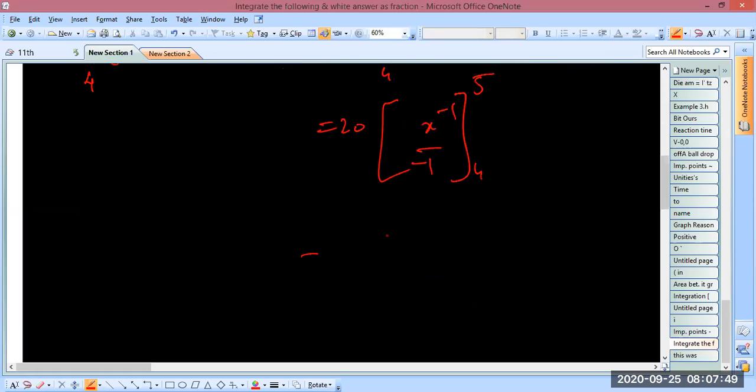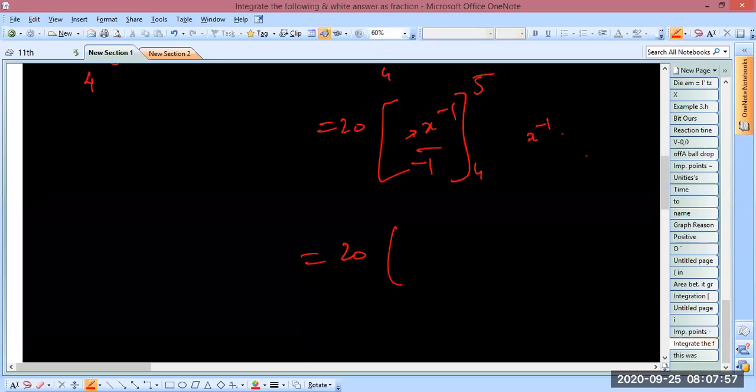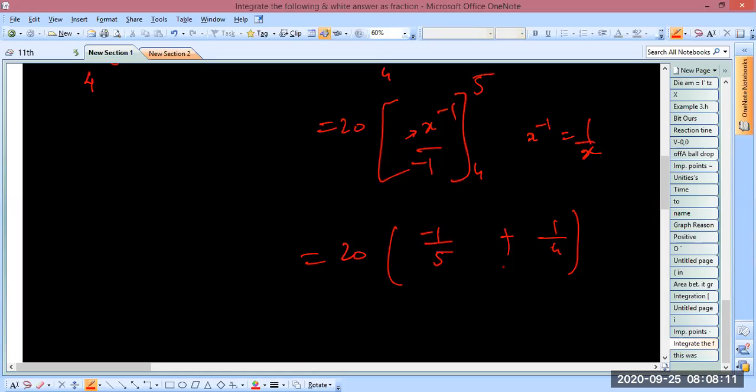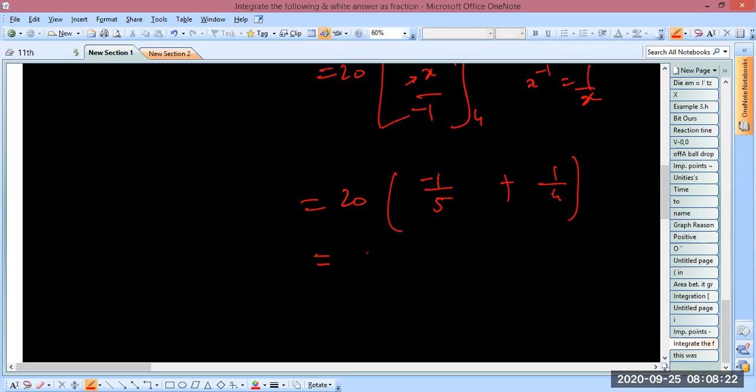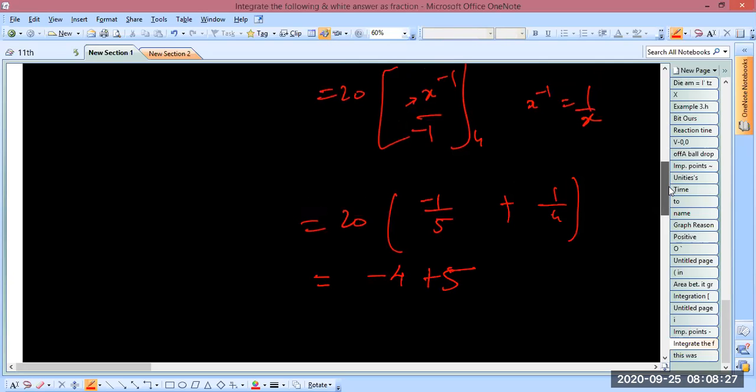Okay, so this will become 20. Now, you see, this is a minus sign, right? But what I could do is I could write x raised to minus 1. I'm sure all of you understand this. So this will become 1 by minus 5, minus 1 by minus 4, all right? Or you could just write minus minus plus. Clear? So I will just multiply 20 inside. That makes it very easy. Okay. So we're getting plus 1.